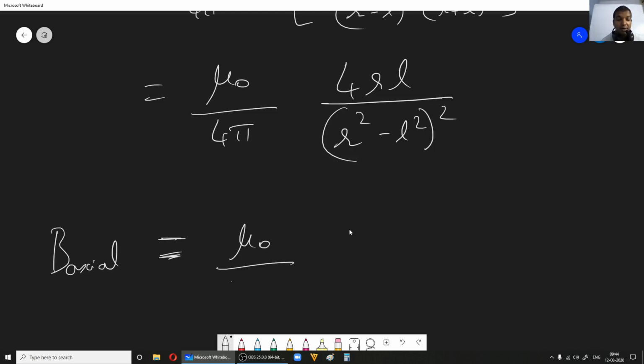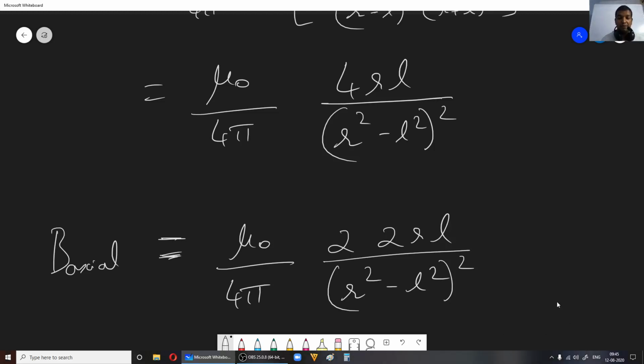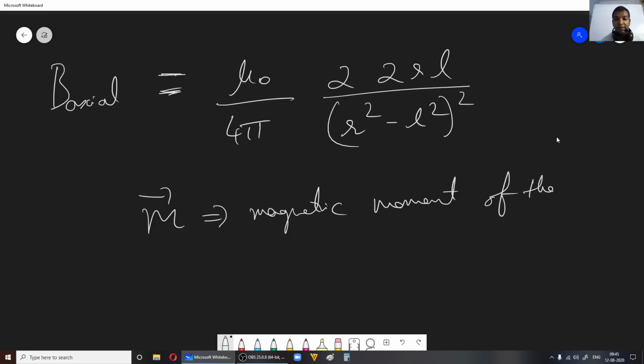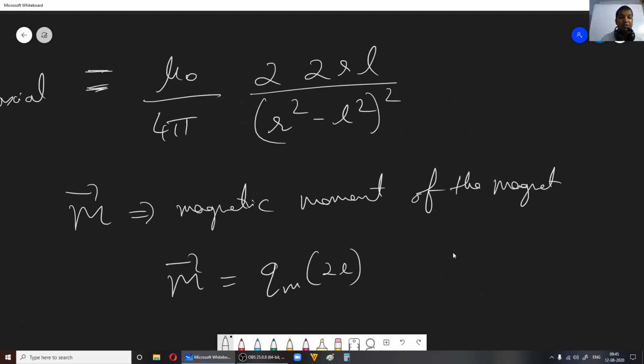So mu naught divided by 4 pi and 4, we can write it as 2 into 2RL. So the whole thing divided by r square minus L square, the whole square. Now here we will define the magnetic moment of the bar magnet. M is the magnetic dipole moment of the bar magnet. How do we write it? Pole strength multiplied by the separation between the poles. The separation between the poles we have taken as 2L.